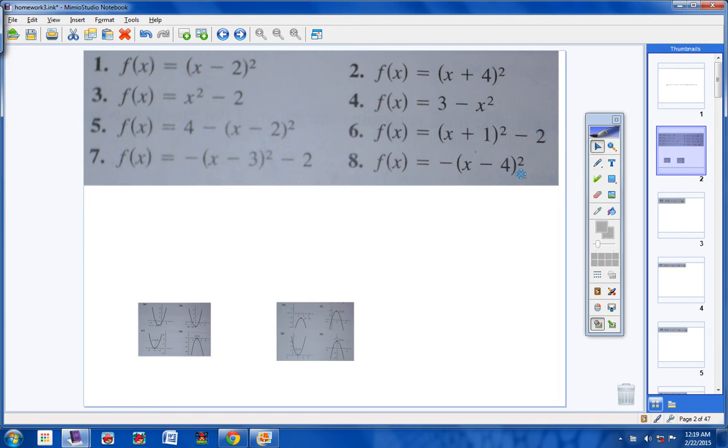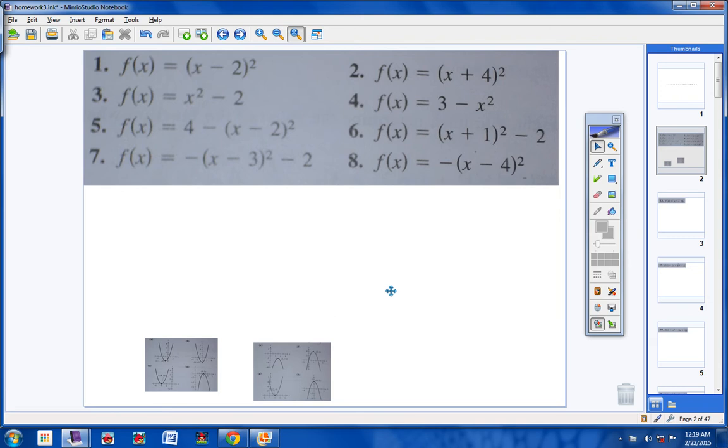I think the best way to do this is to go through, very quickly, each of these equations here and find the vertex. And I think if I know the vertex of each one of these, that will help us greatly, maybe not completely, but greatly narrow down which graphs go with which equation for the most part, hopefully.